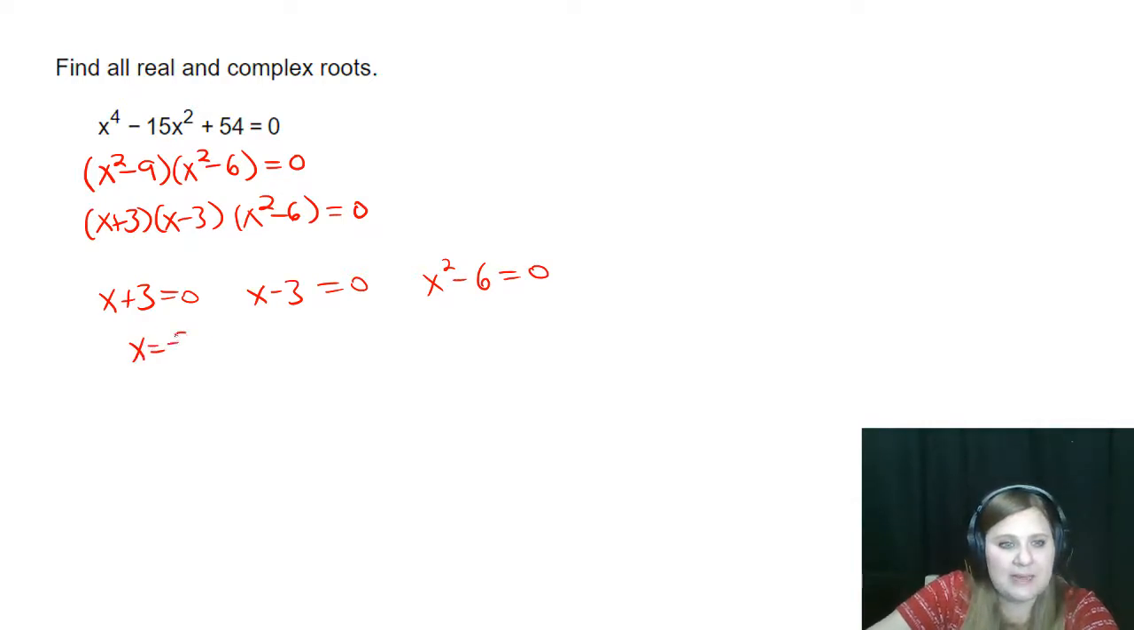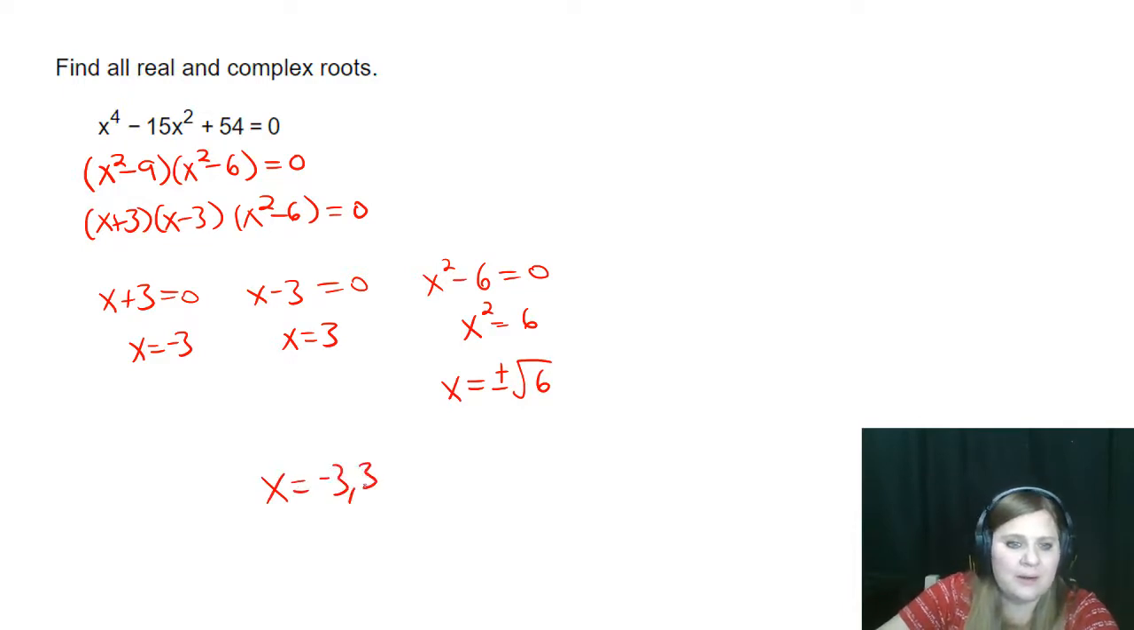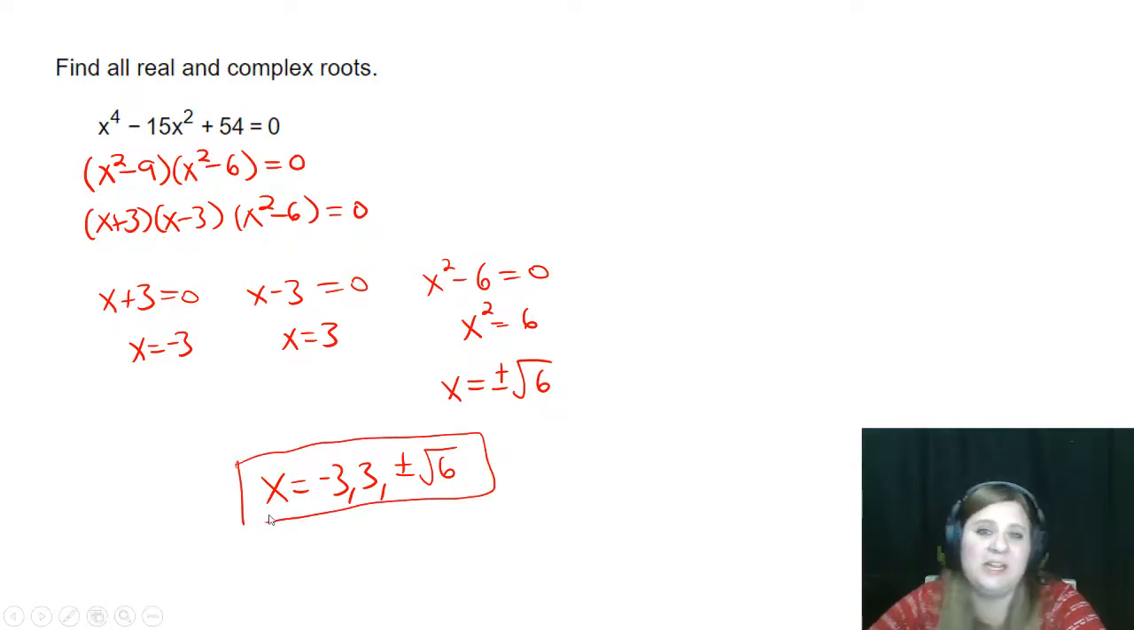So this is going to give me negative 3. This one's going to give me positive 3. This one I have x squared equals 6, so x equals plus or minus the square root of 6. So I have 4 answers. They're all real this time, but root 6 and negative root 6 are irrational.